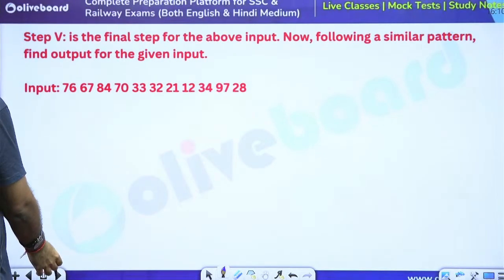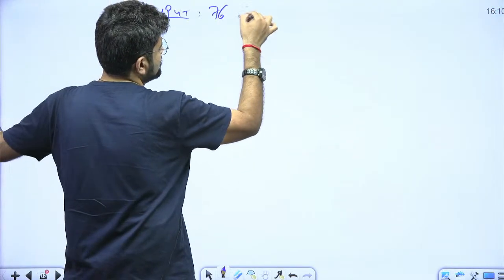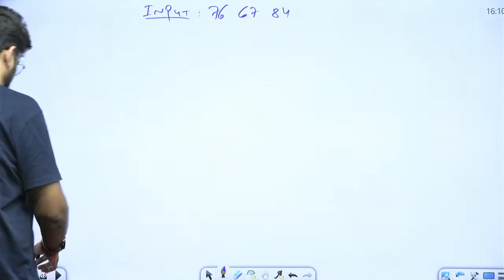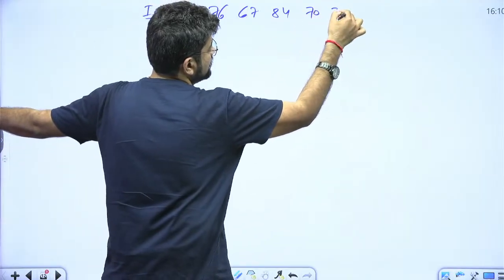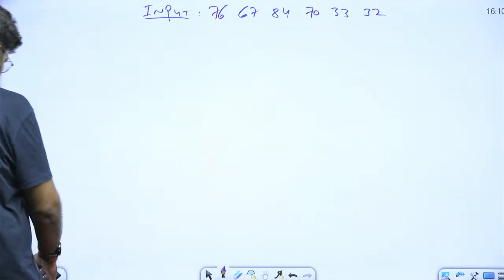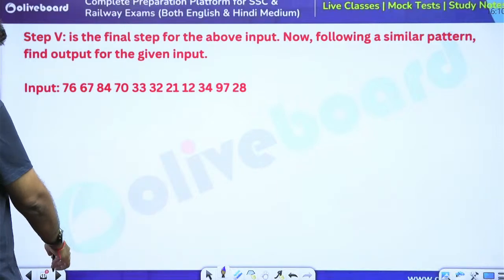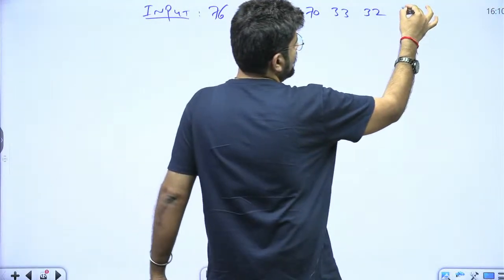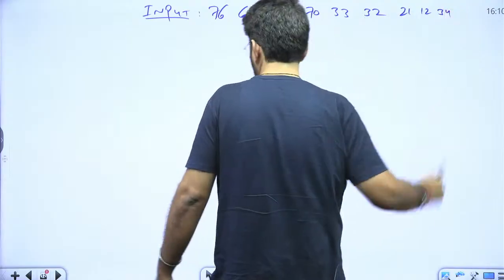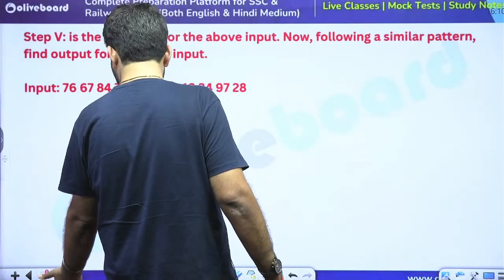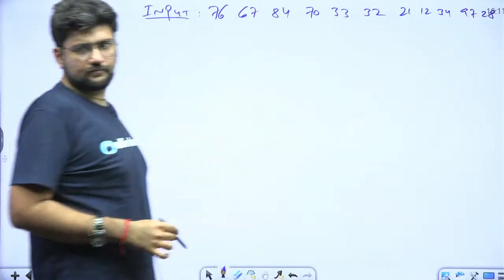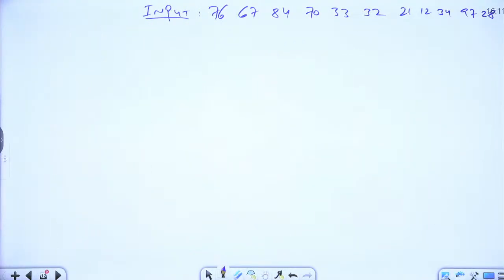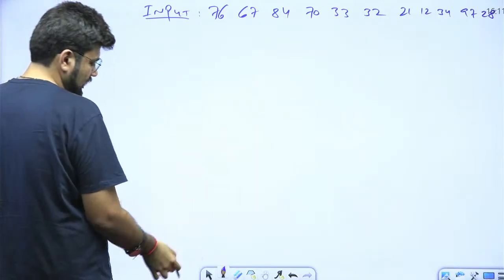Okay. So 76, 67, 84. 70, 33, 32. 21, 12, 34. 97, 28. Is it going outside the scope of the screen? Okay, wait. I'll share the PDF with you, so that time it will become fine.